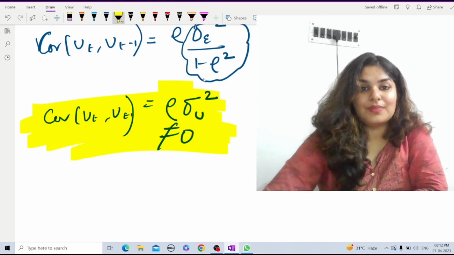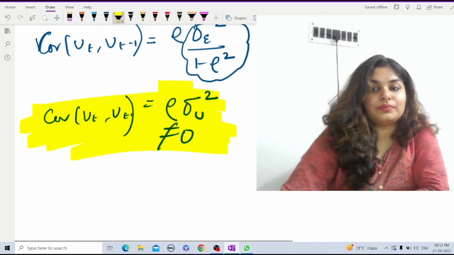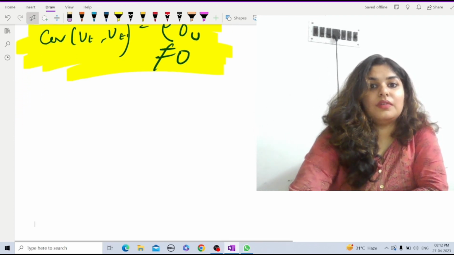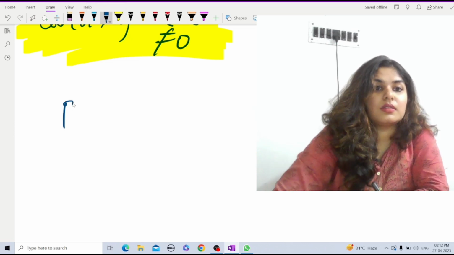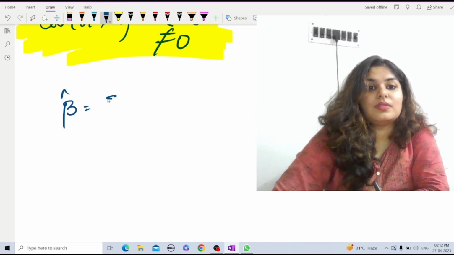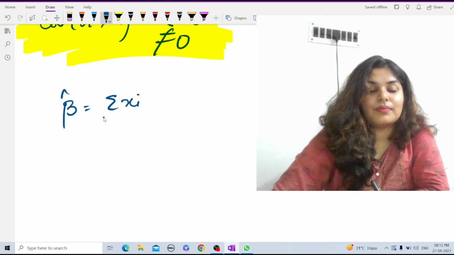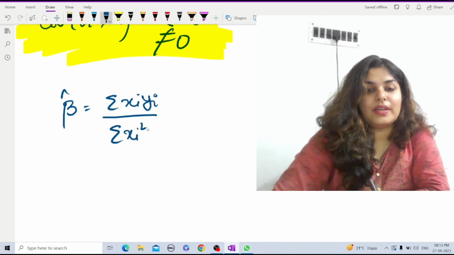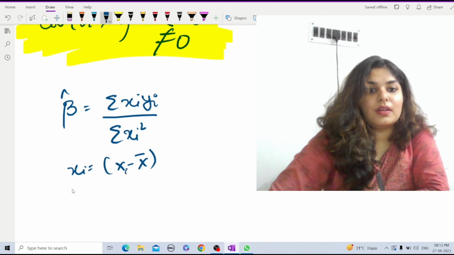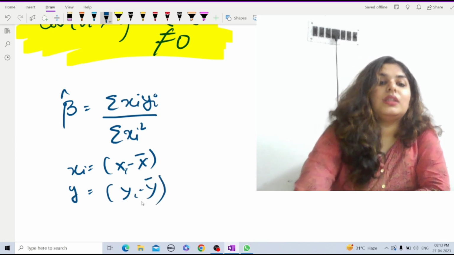Now from this simple linear model, we know that the value of the parameter beta from the OLS estimate, beta hat, is equal to summation xi yi by summation xi squared. Now this small xi is the deviation, that is x minus x bar, and small yi is equal to yi minus y bar.